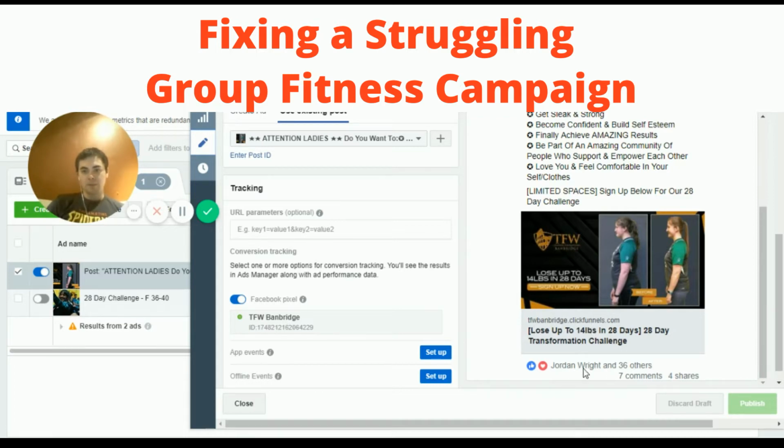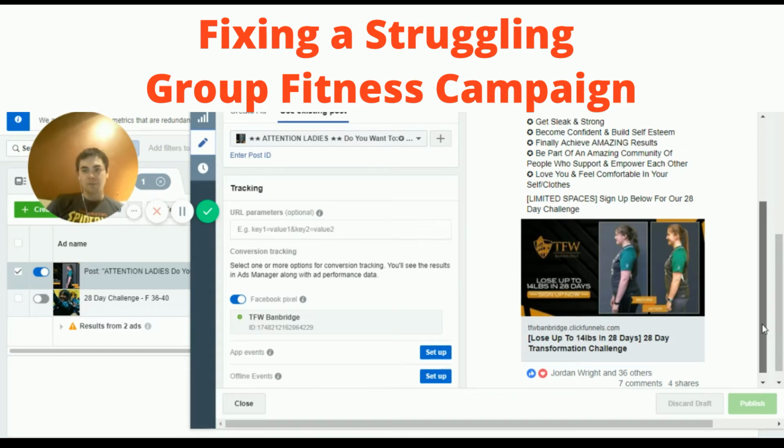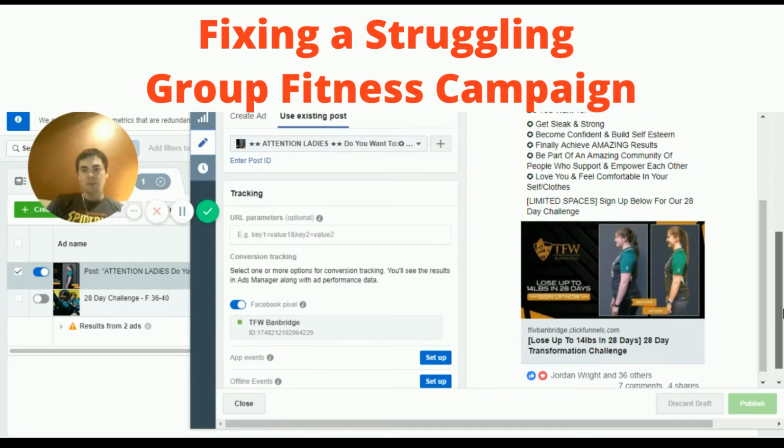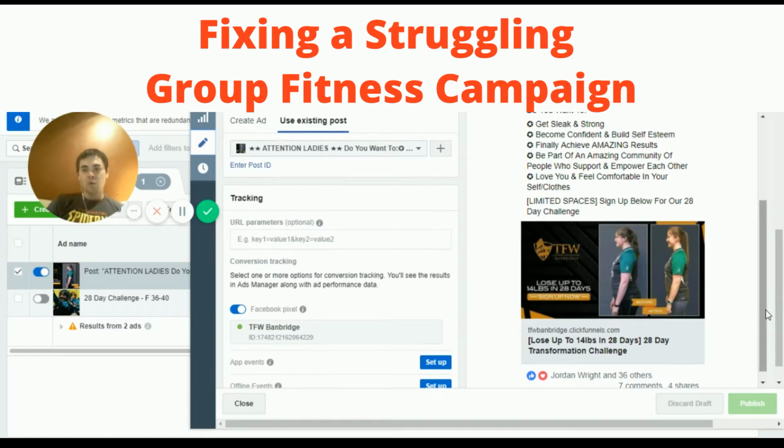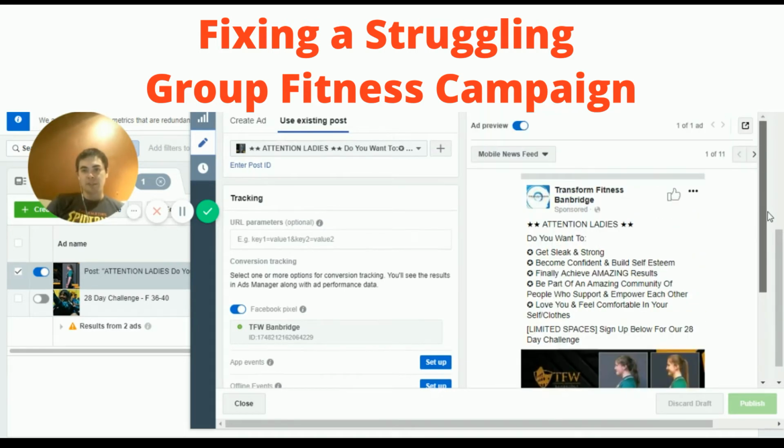This will get banned by Facebook. Lose up to 14 pounds in 28 days. You will get your account shut down if you run that again. It's only a matter of time if you haven't been caught yet. Or they'll disapprove your ad if you try and run this again.